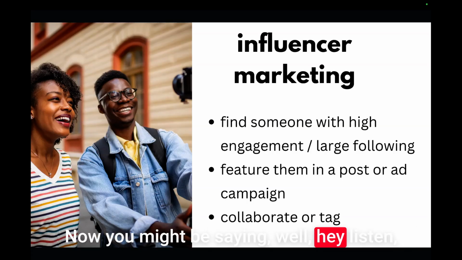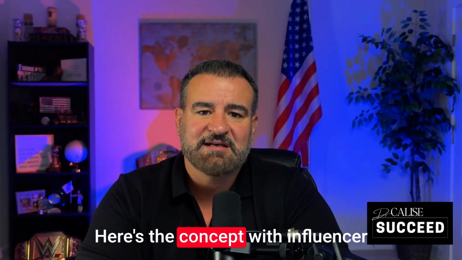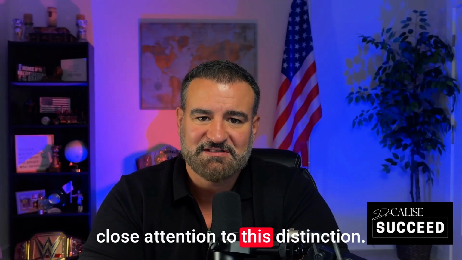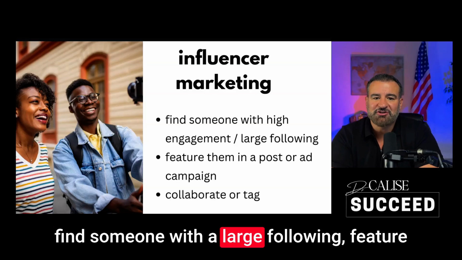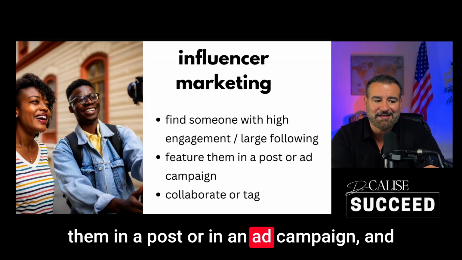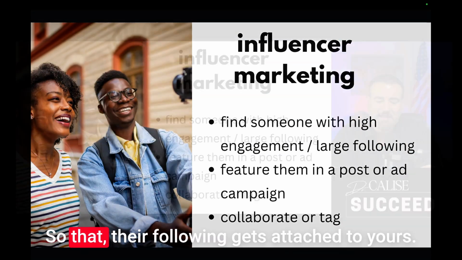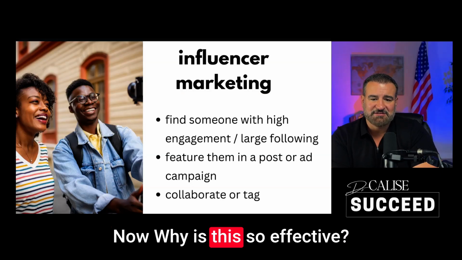Now you might be saying, well, hey, listen, you just said don't do paid celebrities. Here's the concept with influencer marketing. And I want you to pay really close attention to this distinction. Find someone with high engagement or find someone with a large following. Feature them in a post or in an ad campaign, and then collaborate with that person or tag that person in your social posts, right? So that their following gets attached to yours. Now, why is this so effective?